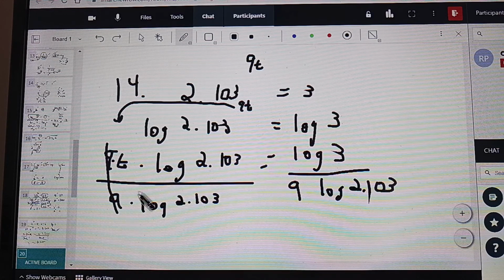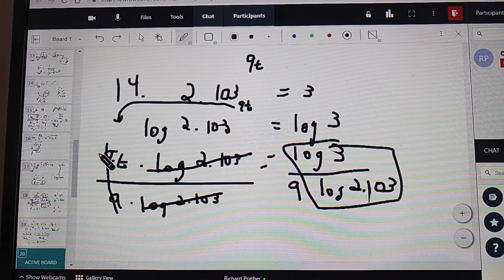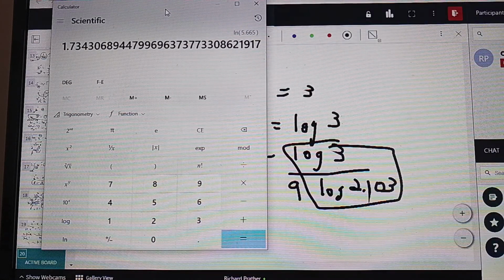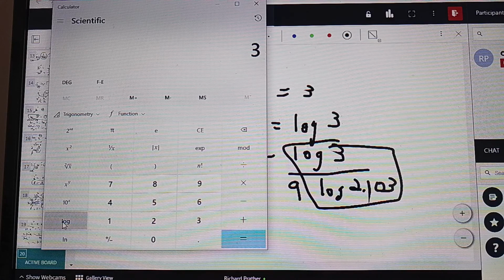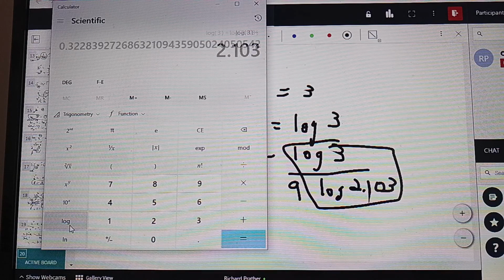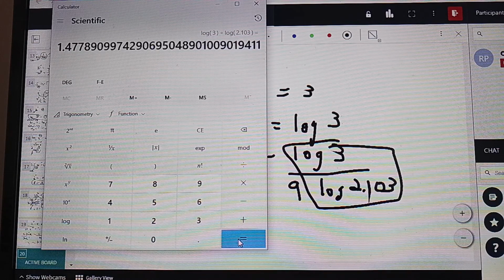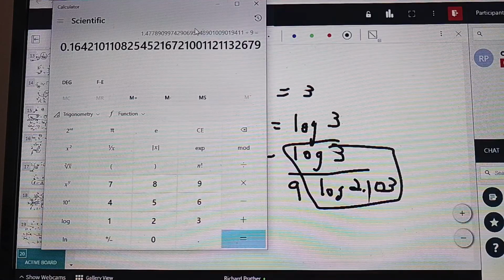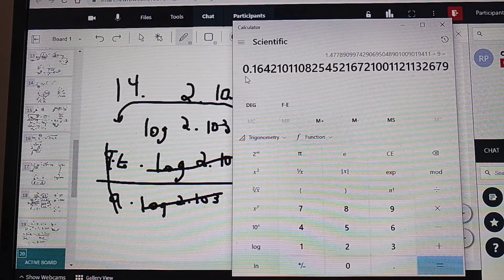Or you can do it afterwards too. Like you could do this first, and then divide by 9 after that. So if I do the logs first, 3 log divided by 2.103 log equals, then divide by 9. And round to 4 decimals. So 0.1642, the next digit's a 1, so we don't have to add 1. 0.1642.